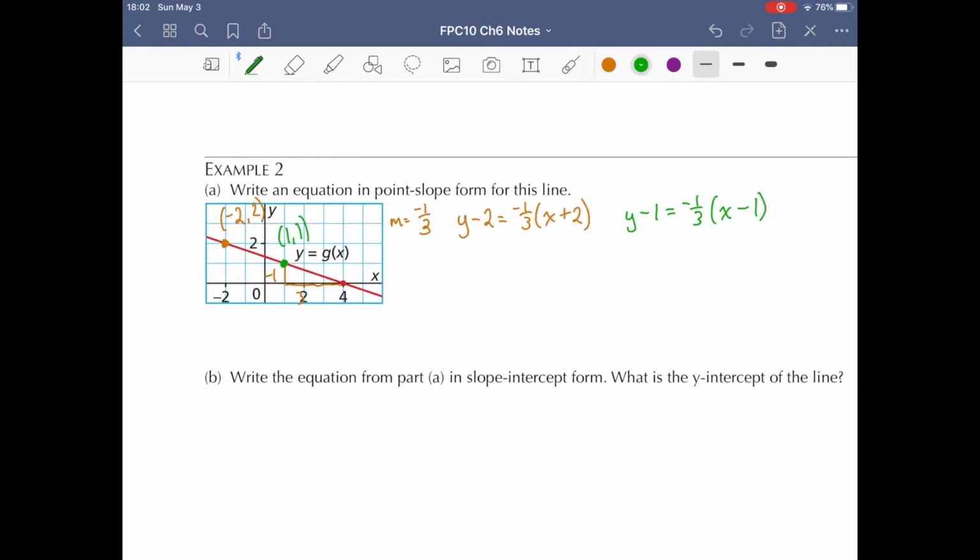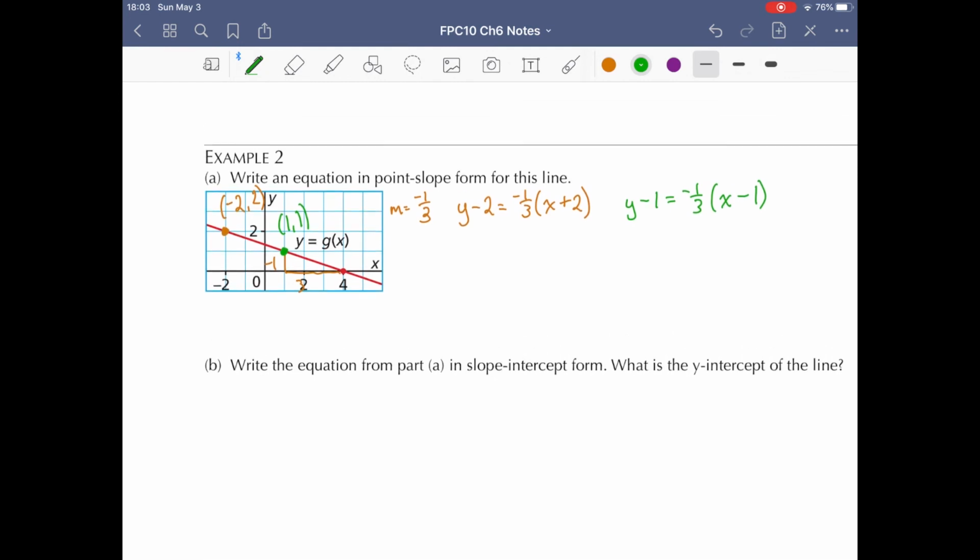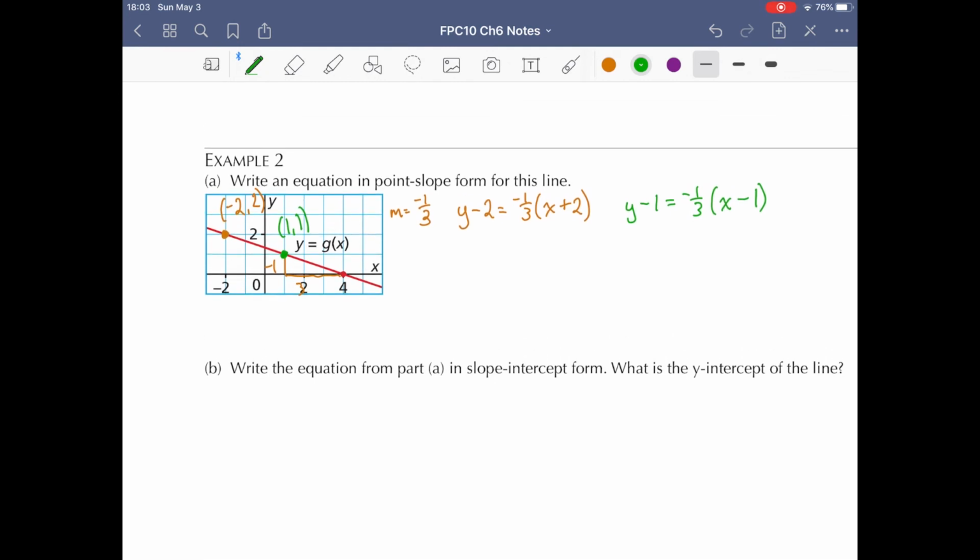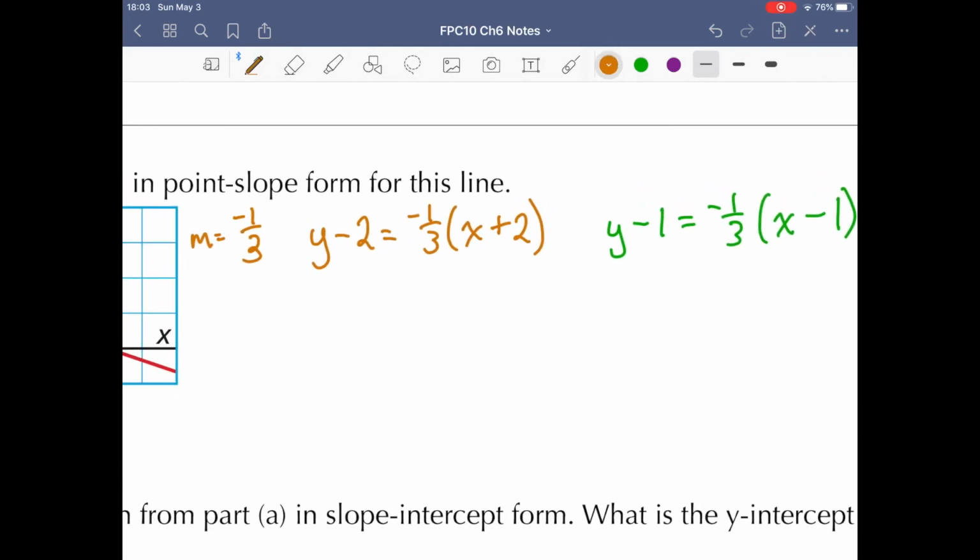Letter B. Write the equation from part A in slope-intercept form. What is the y-intercept of the line? So now we're going to convert these guys into y equals mx plus b form. Let's see what happens. First one, simplify the left side. Y minus 2 is equal to negative 1/3 x minus 2/3. I just multiplied this negative 1/3 x into that binomial. Negative 1/3 times plus 2 is negative 2/3.